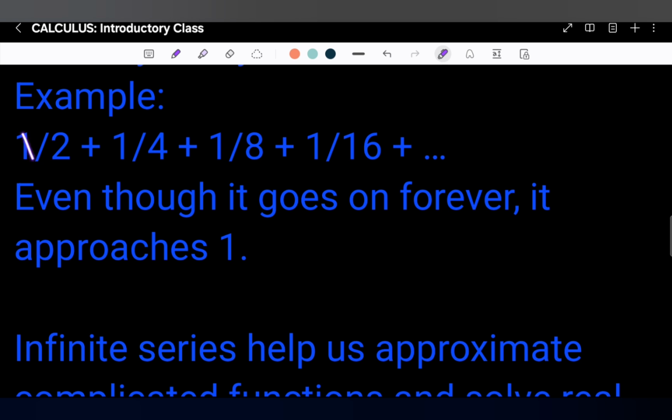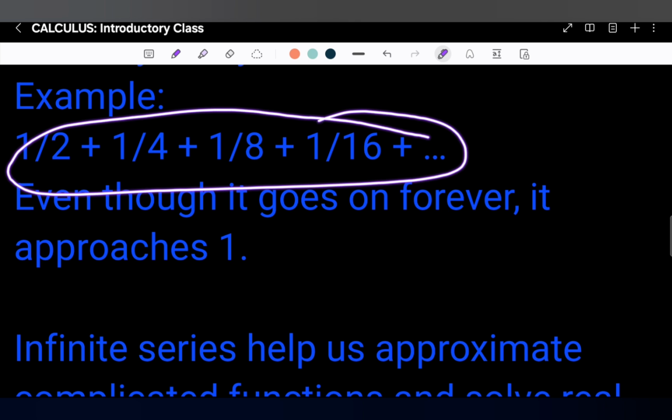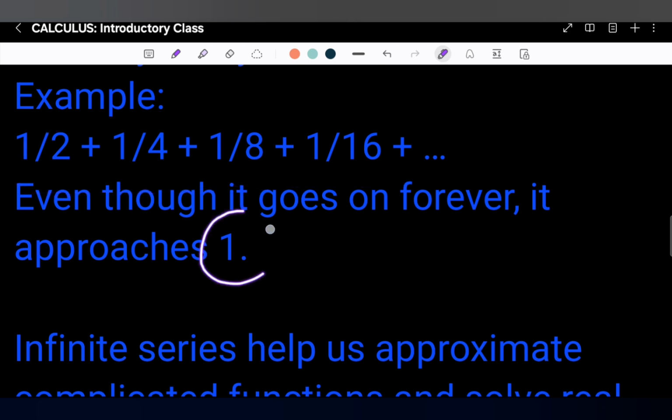Example, 1 by 2 plus 1 by 4 plus 1 by 8 plus 1 by 16, and so on. At last we will get the answer 1. It means that if we add this series, it is approaching 1.